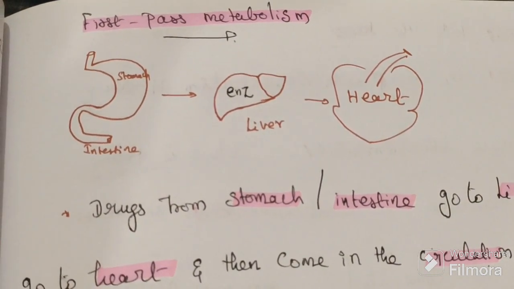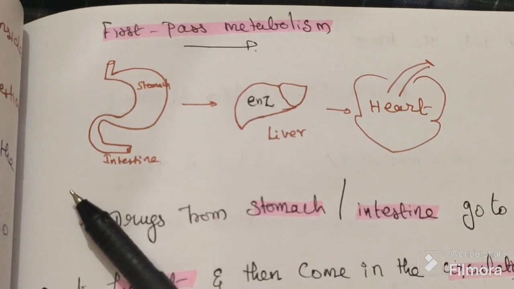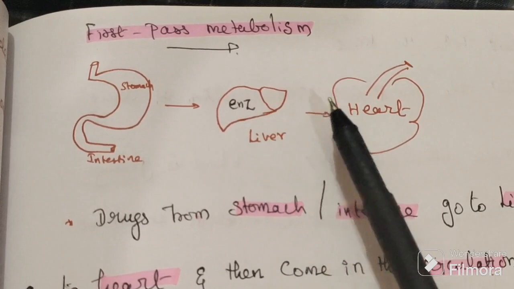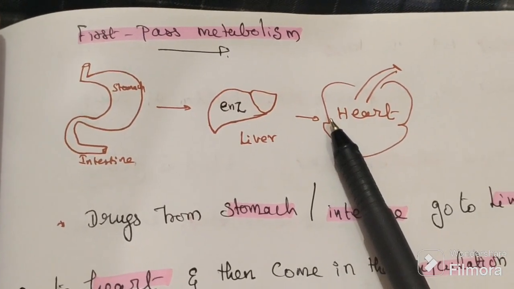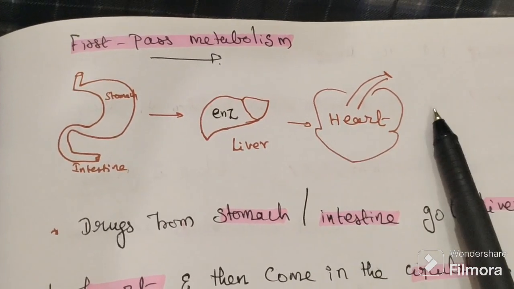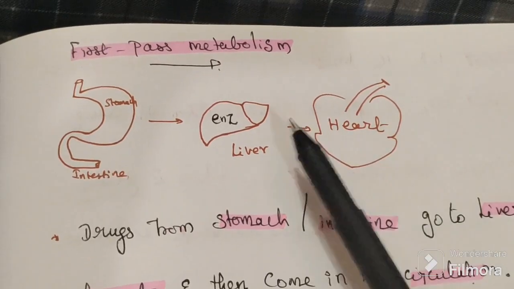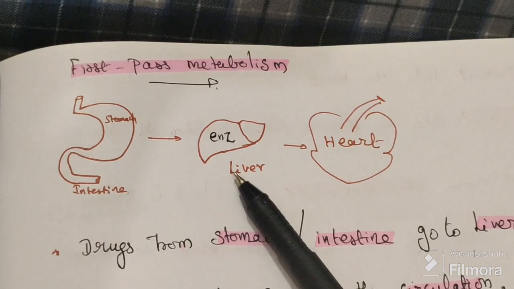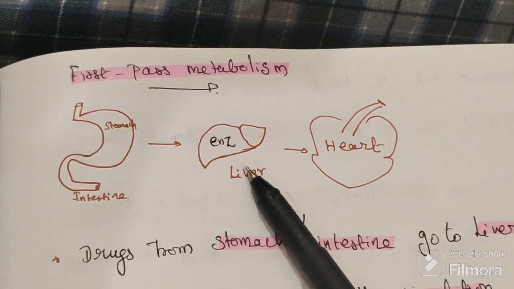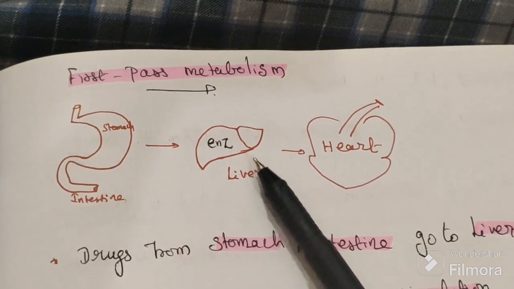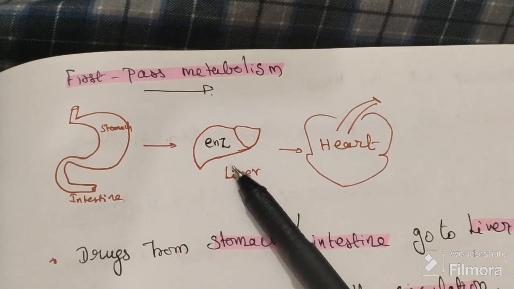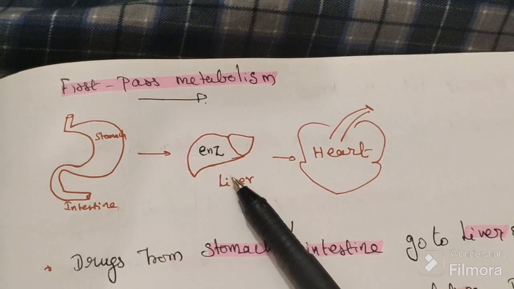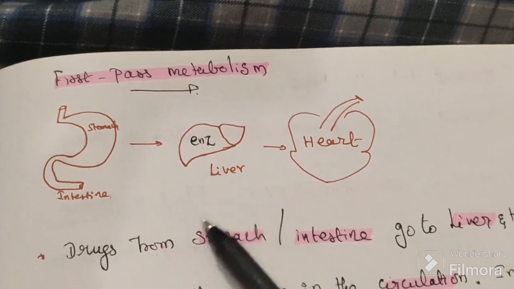Drugs from the stomach or intestine first go to the liver, then to the heart, and then come into the circulation. In the liver, the enzymes cause degradation of the drug, so that portion of the drug will be inactive.